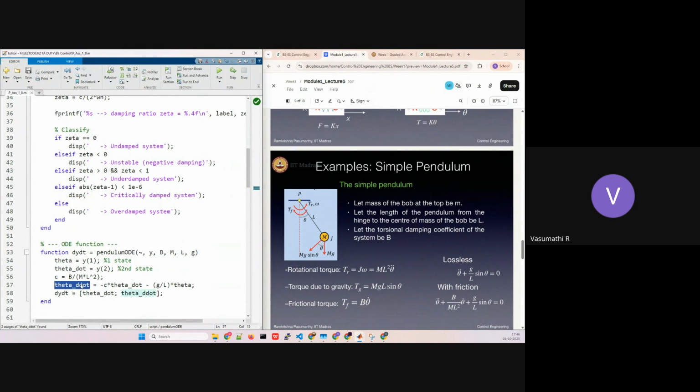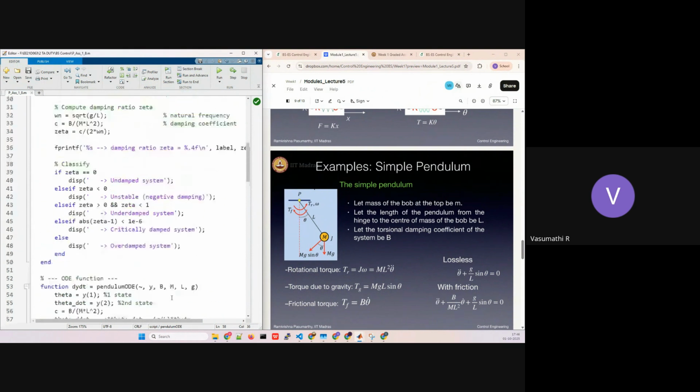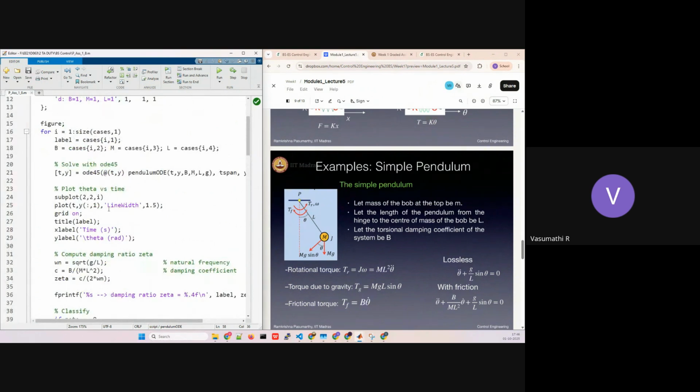So the theta double dot, if I take all this to the right hand side, I will be left with theta double dot equal to minus B by ml square theta dot minus G by L sine theta. That's what I have written here. I just rewrote this equation, instead of equating to 0, I'm equating to theta double dot. And I'm propagating these two states, theta dot and theta double dot, to find the theta at last. I'm interested only in theta. Right, now I just automated and plotted the figure.